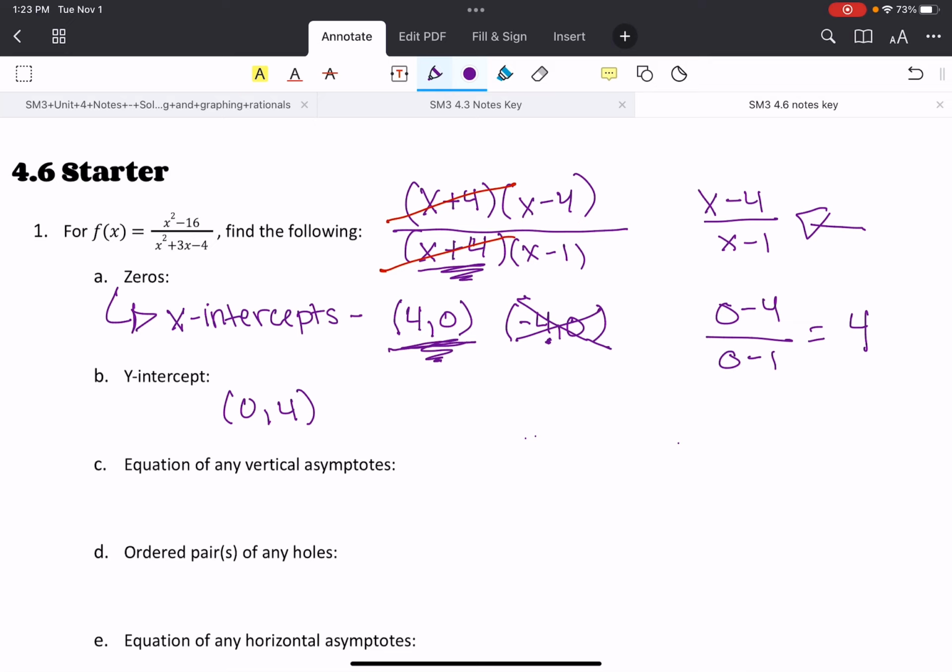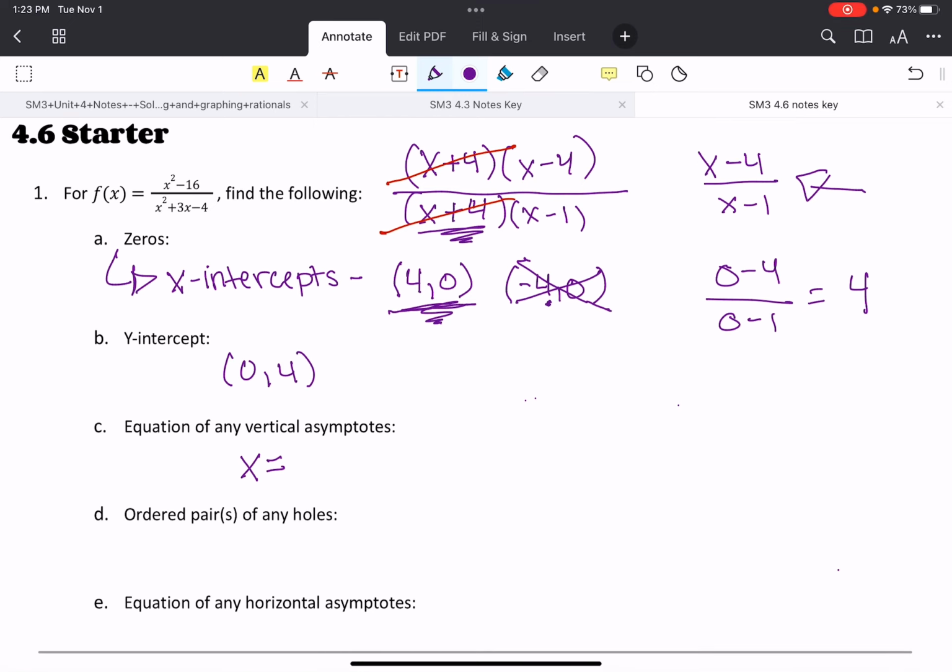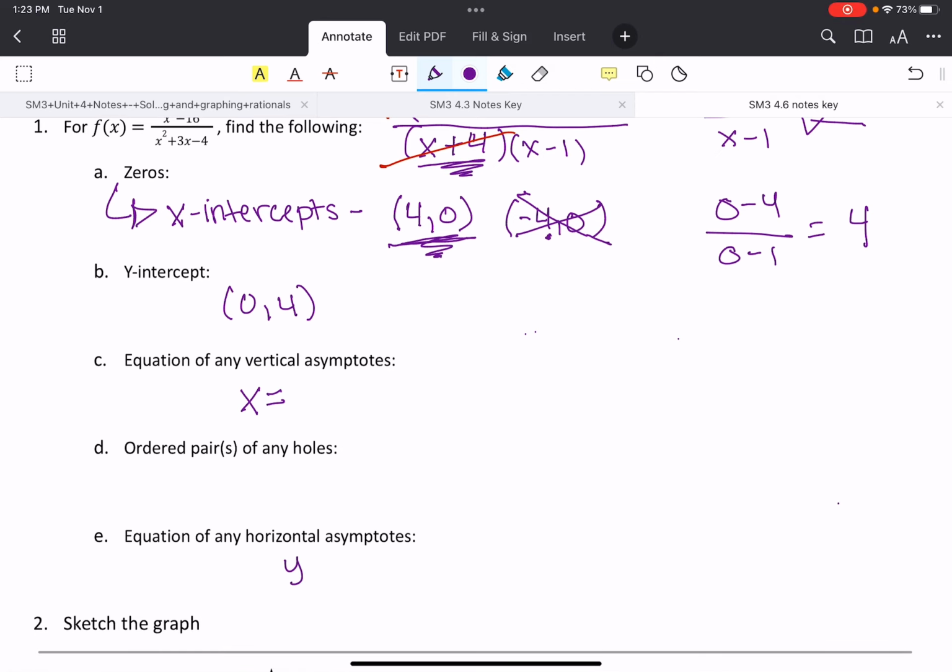Okay, your vertical asymptote, which one is it? X equals 1. X equals 1 because... someone else? Because the exponents are the same, and there's 1 in front of it, so 1 divided by 1. Okay, that would be your horizontal asymptote, and that was absolutely correct.